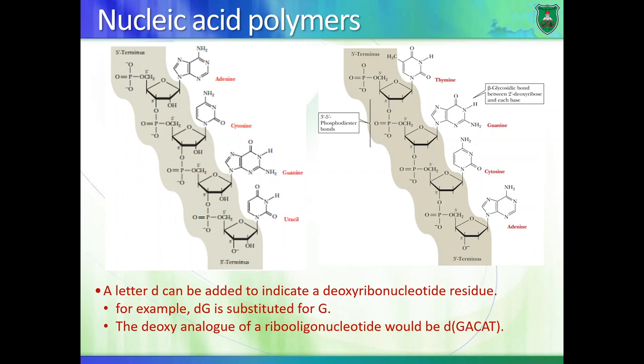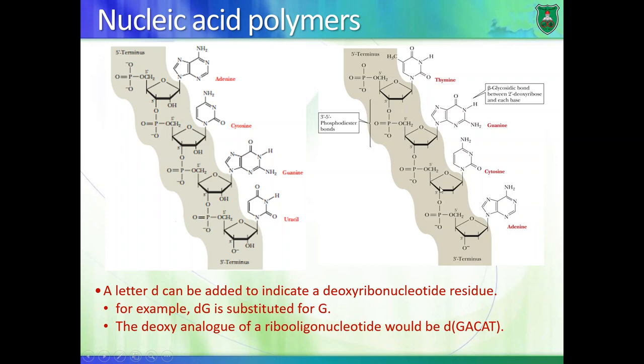You do not list the nucleotides from the other end. You do not say it's U, G, C, A. Why? Because it has become conventional that you start with a 5' end all the time. Just like in proteins, you start with the N-terminus, and you end up with the C-terminus. So there is directionality. So the sequence of this polymer is A, C, G, and U.